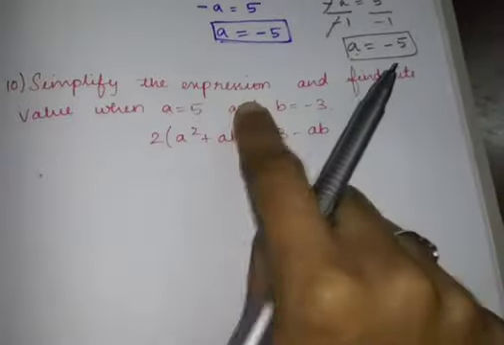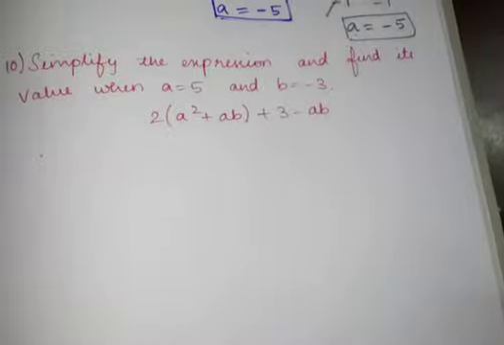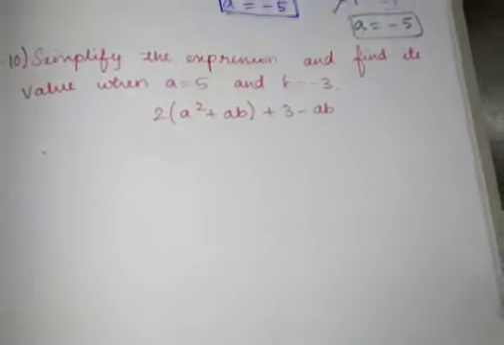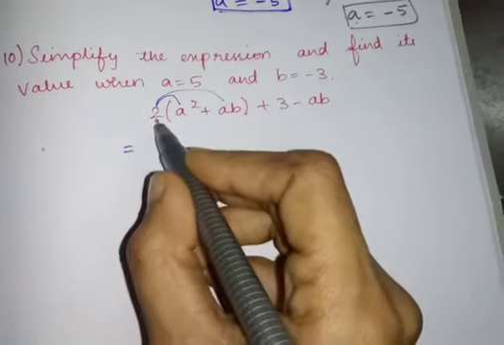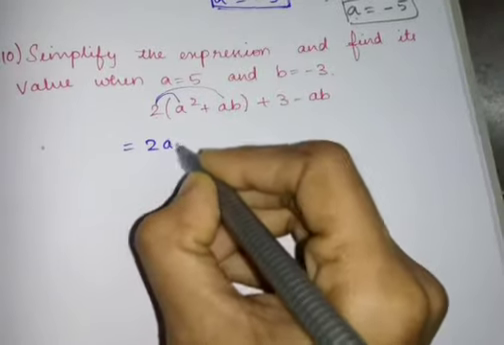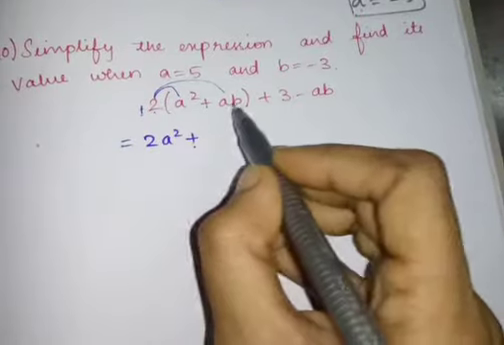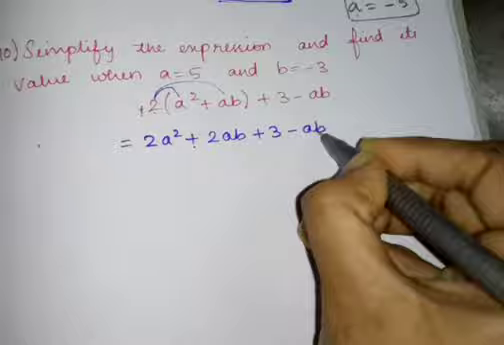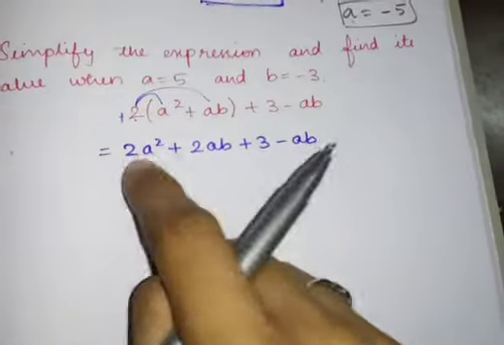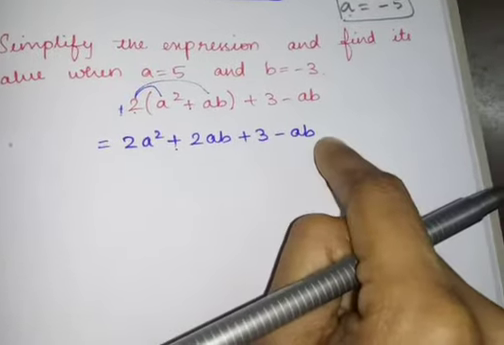Next is your 10th problem. Simplify the expression and find its value when a is equal to 5, b is equal to minus 3. First, this is your expression, right? First, you should simplify the expression. Simplify means what? This 2 is common for both the two values. 2 into a square, 2a square, plus, because here plus into plus, 2 into ab, 2ab, plus 3 minus ab.